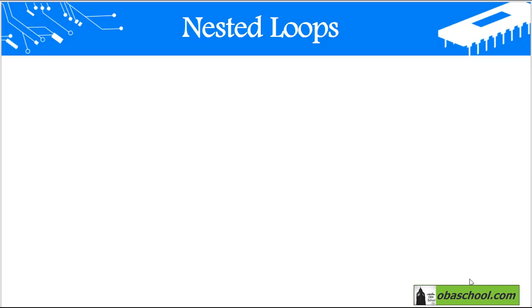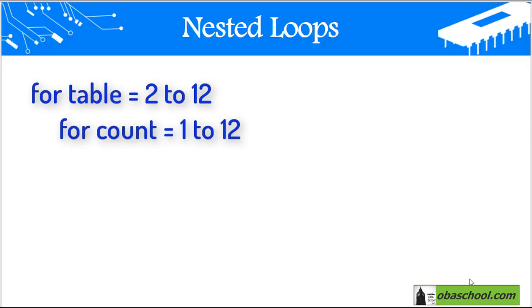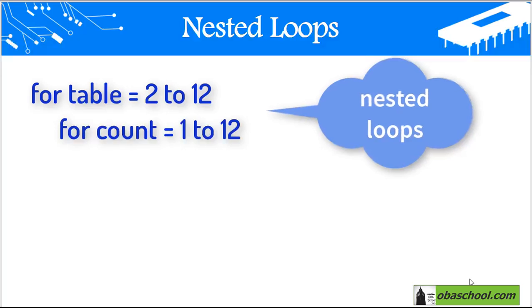We're going to start with a for loop. Inside the for we will put the variable table, which contains the number 2, until it reaches number 12. Then we will go inside the for loop by putting another for loop. This is called nested loops.